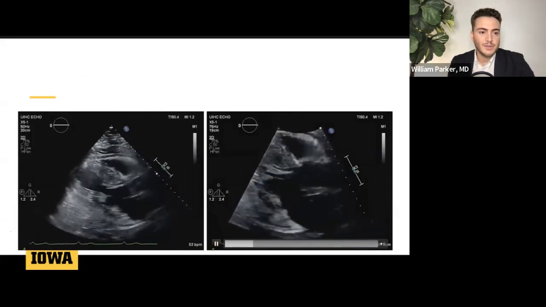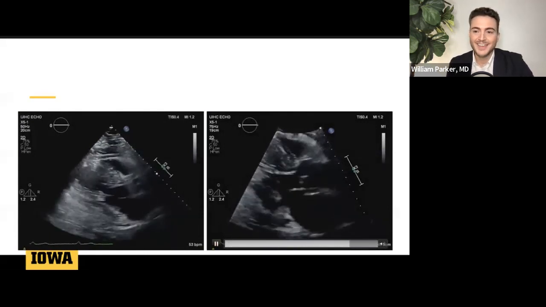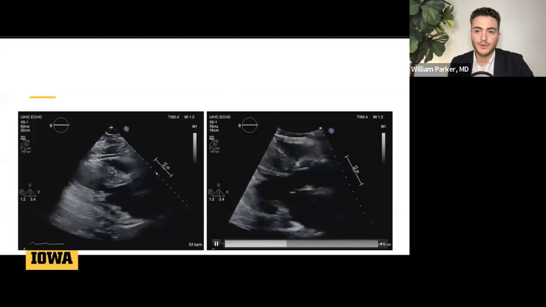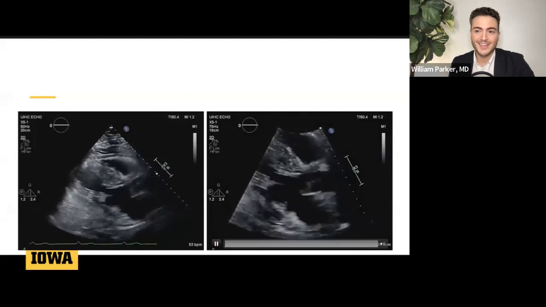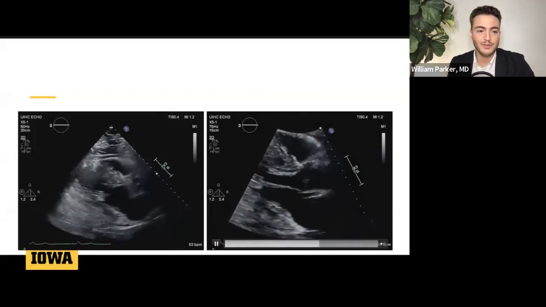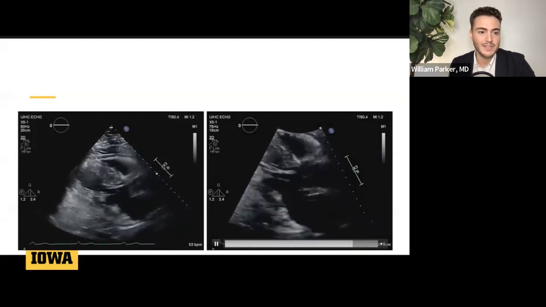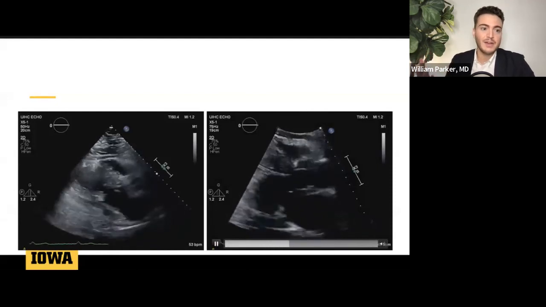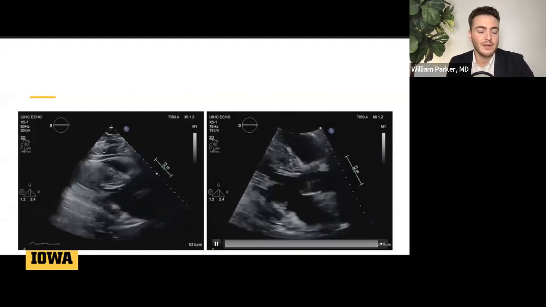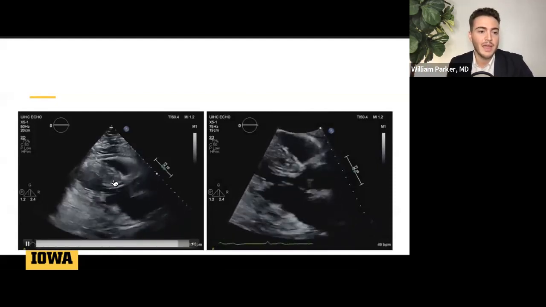These are some of our echoes for her. You'll have to forgive me, I had a little difficulty importing videos, so the echoes are a little few and far between. But regardless, this is the parasternal long axis, and you can see a very obviously hypertrophied left ventricle, particularly the apical septum.